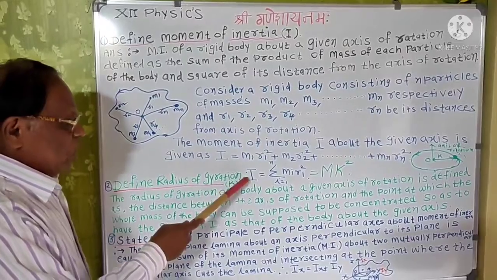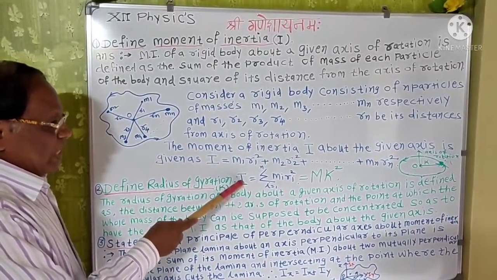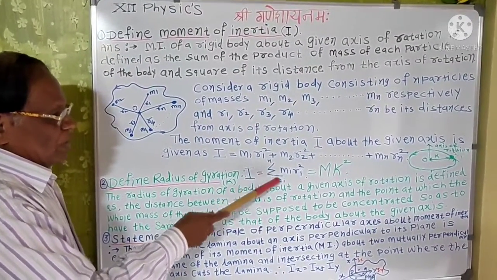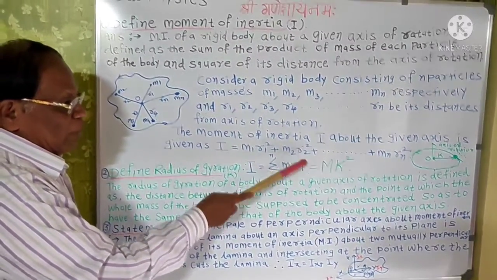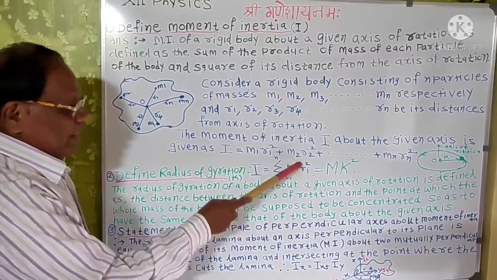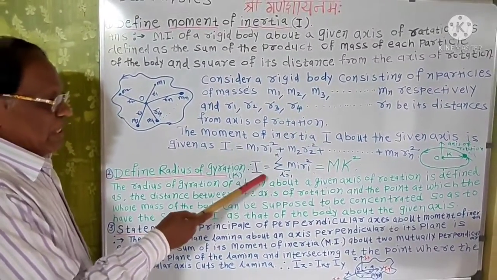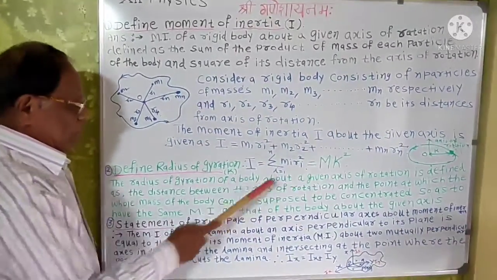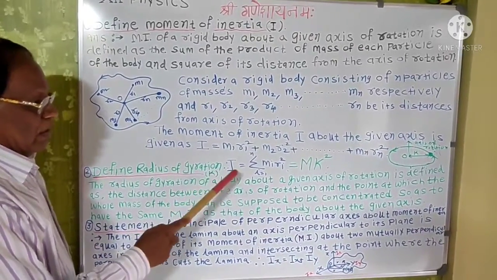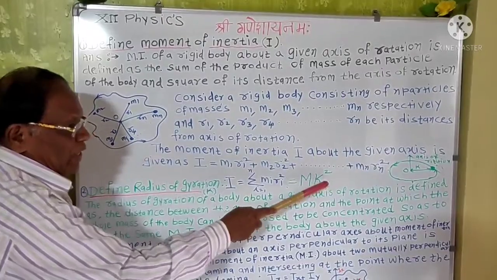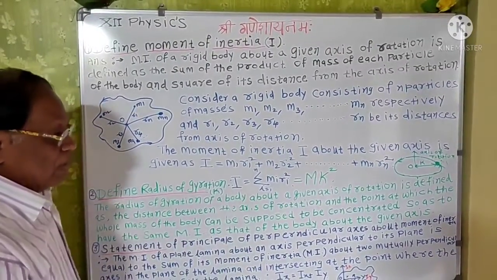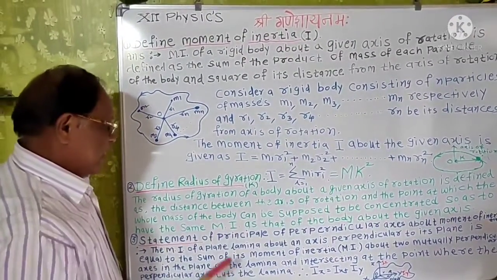So we write in short, moment of inertia I is equal to summation i equal to 1 to n mi ri square. Also we can write the moment of inertia in terms of radius of gyration, that is also equal to m into k square, where k stands for radius of gyration.